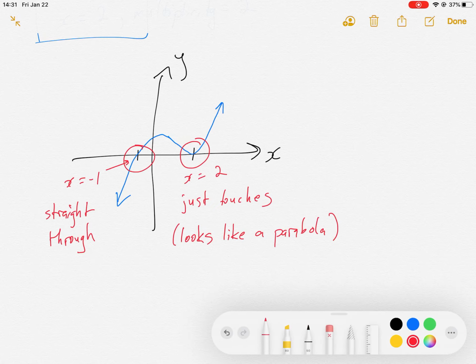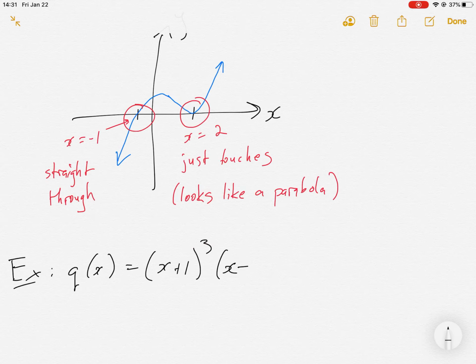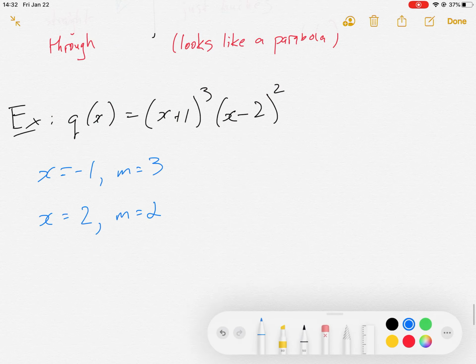Okay, let's look at another example. So let's say instead I did a polynomial. Let's go with (x + 1)³ times (x - 2)². So now we would say the zeros are -1 and the multiplicity of that is 3. And we also have 2, the multiplicity of that is 2.